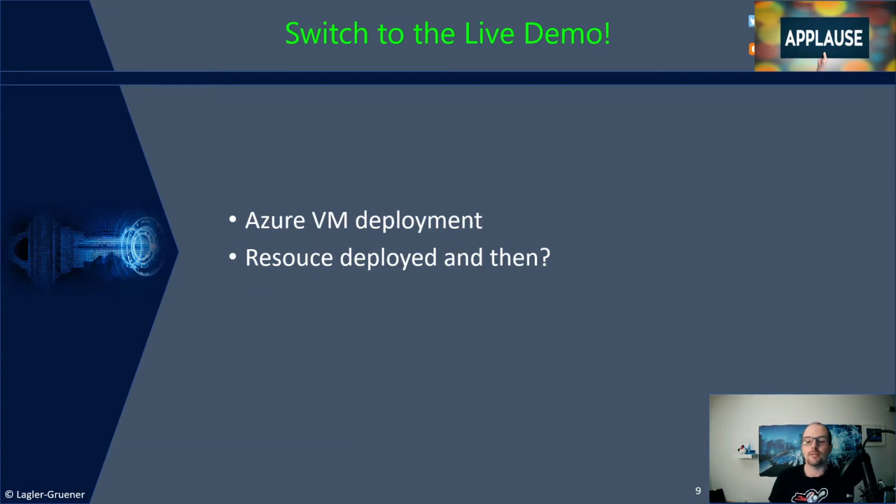And then we will cover the following: when we have the VM deployed, okay, we have an empty VM. We should configure the VM. We should maybe install an IIS, configure the IIS, change the firewall settings. What kind of options do we have in the Azure cloud? Okay, so let's switch to the live demo and we'll cover the topics here.